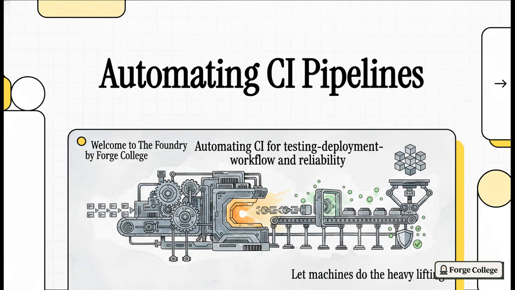I am absolutely thrilled you're here with us today because honestly, we're tackling one of the most satisfying transformations in Web3 development. In this explainer, we're looking at automating CI for testing, deployment workflow, and reliability. What we're basically doing today is taking all of your hard work, all those individual scripts and tests, and building a fully automated, high-tech assembly line for your smart contracts. We're going to stop doing things the hard way and finally let the machines do the heavy lifting.